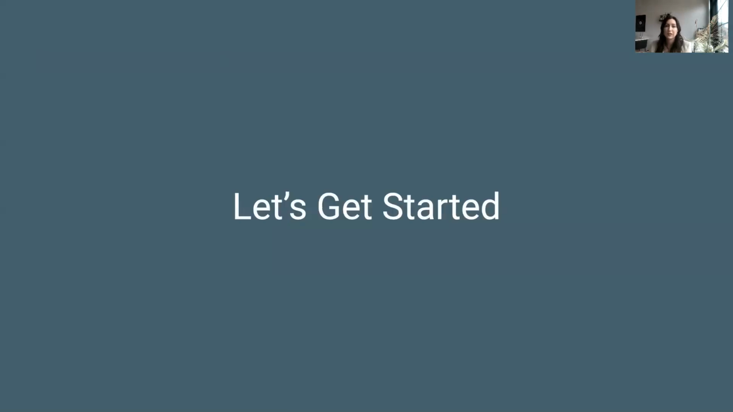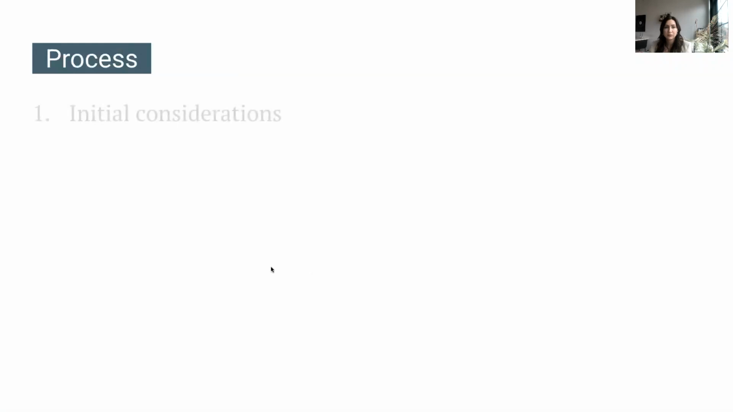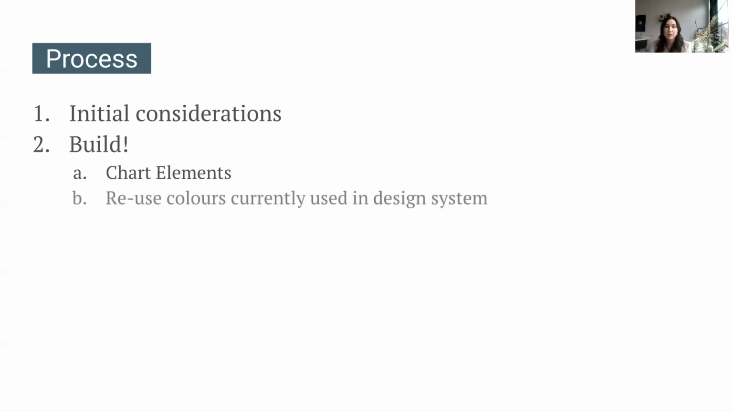So now that we have our initial considerations and requirements in place, let's start building the palette for our design system. When you build your palette, you want to think about your chart elements, not only the colors on your visualization. If you already have a design system, can you reuse border colors or other secondary background colors for things like your axis or label colors?